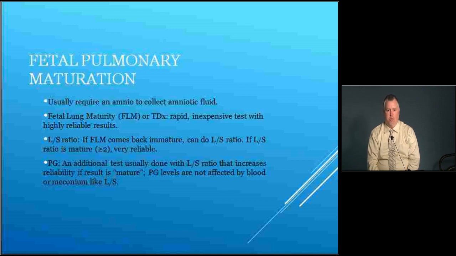So if we get a mature LS ratio and a PG level that's mature, then it's a very strong indicator, almost with a very high degree of certainty, that the fetal lungs are mature. The other reason they may do a PG level is if there's reason to believe there's blood or meconium in the amniotic fluid. Those can alter the LS ratio, but they do not alter the PG levels.